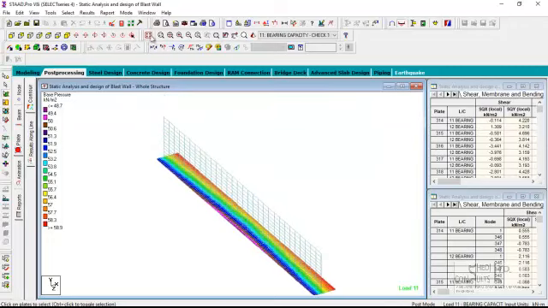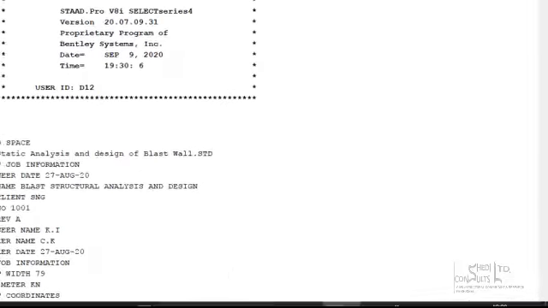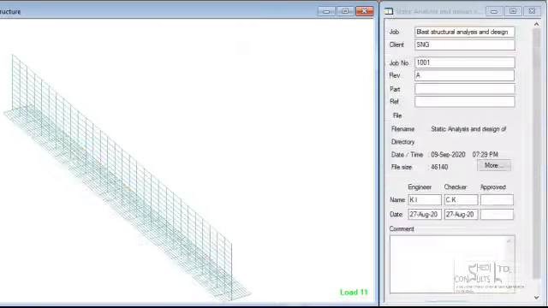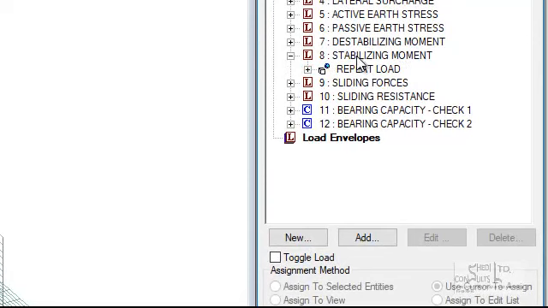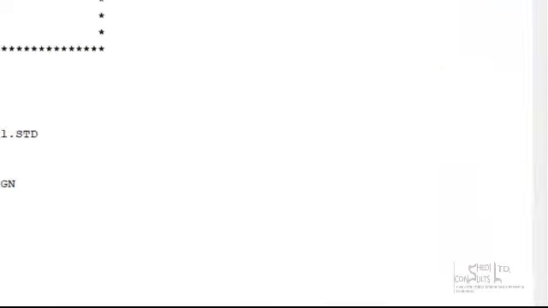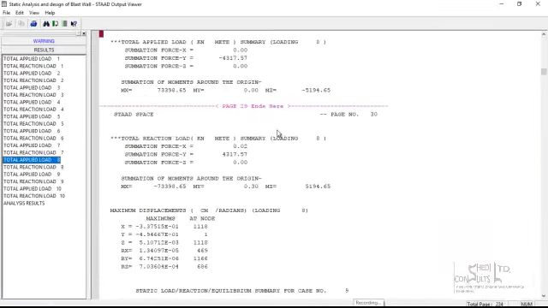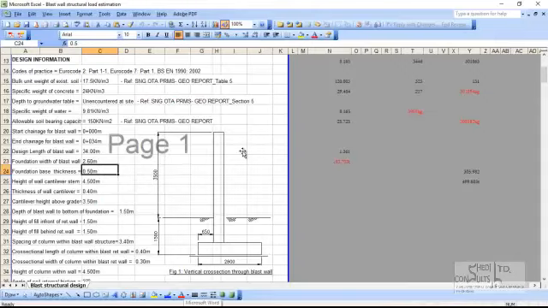If you want to check the structural stability against sliding, let's go to the results. When you go to the results, go back to your load cases and look at stabilizing moments. Let's look at the stabilizing moments in load case 8. So we check summation of moments about the origin. For load case 8, the summation of moment about the origin is 5,194. So these are the stabilizing moments. You can put that down somewhere.